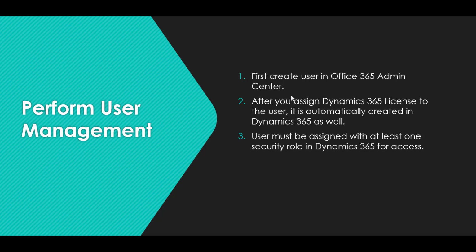However, for the user to be able to access Dynamics 365, at least one security role must be applied to that user within Dynamics 365. So first you create the user in Office 365 and attach the license. That is done in the admin center. Once that is done, the user is created in Dynamics 365 and a security role is assigned to the user. Then the user is good to go and access Dynamics 365. Now let's see how you can do that.